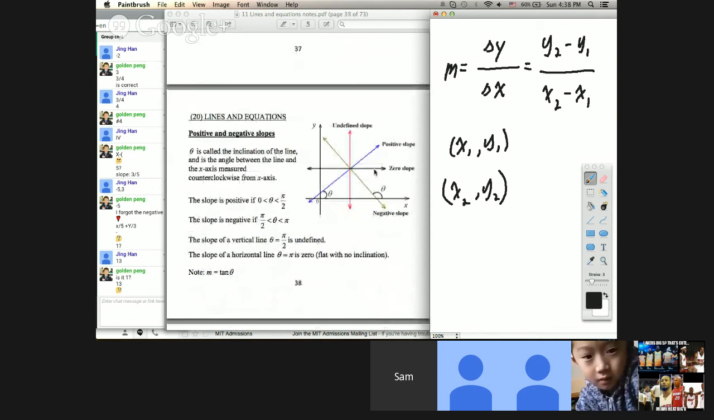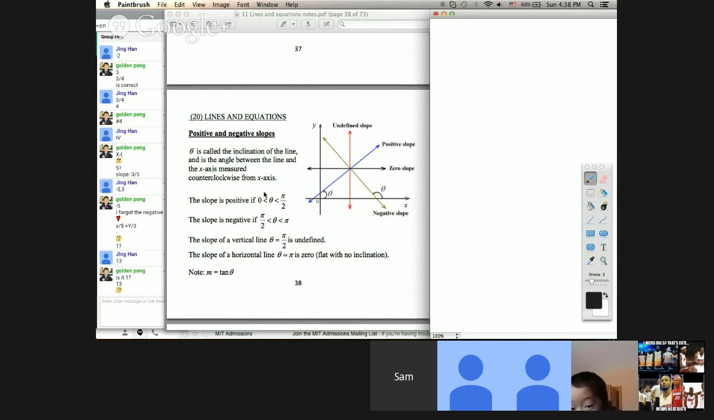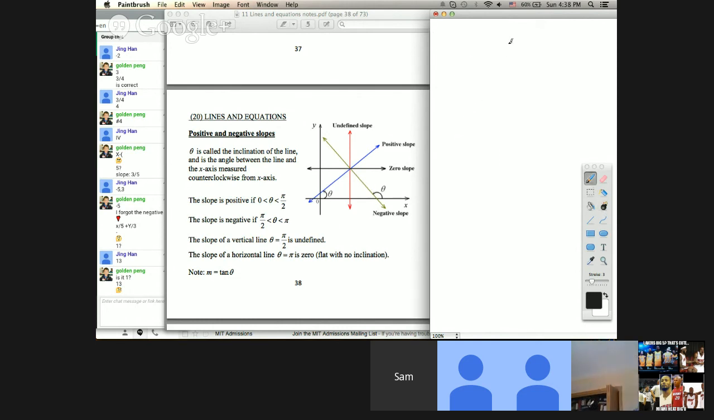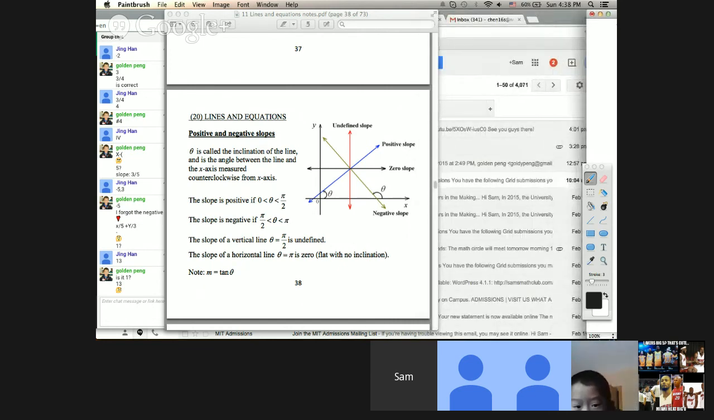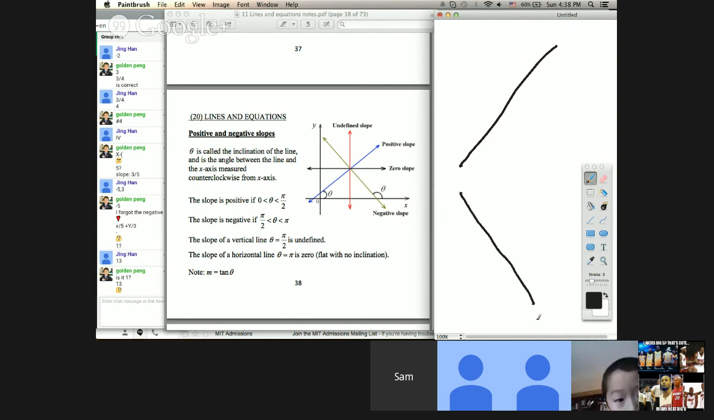Okay. So this is a good graph right here. You guys should know that anything that runs like this has a positive slope, and anything that runs like this has a negative slope. So it's just something you have to see enough for you to memorize. Anything that goes like this is going to have a positive slope, and anything that goes like this is going to have a negative slope.